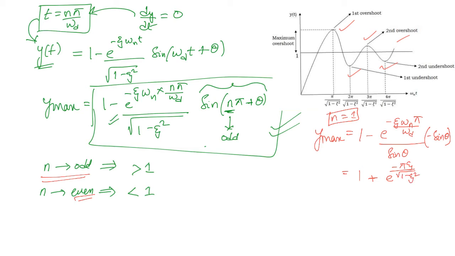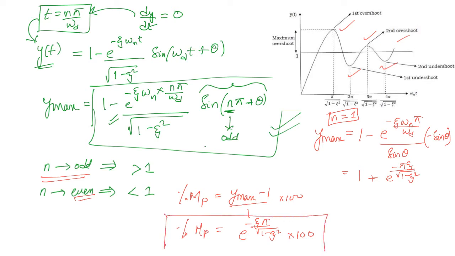So from here you can find out the maximum overshoot or the peak overshoot. This will be y max minus 1 divided by 1 into 100. So this you will get as e to the power minus zeta pi by root over 1 minus zeta square into 100. So this is the expression of maximum overshoot.